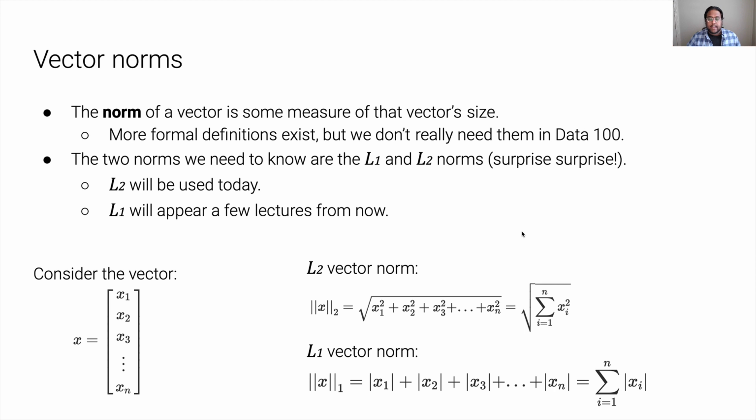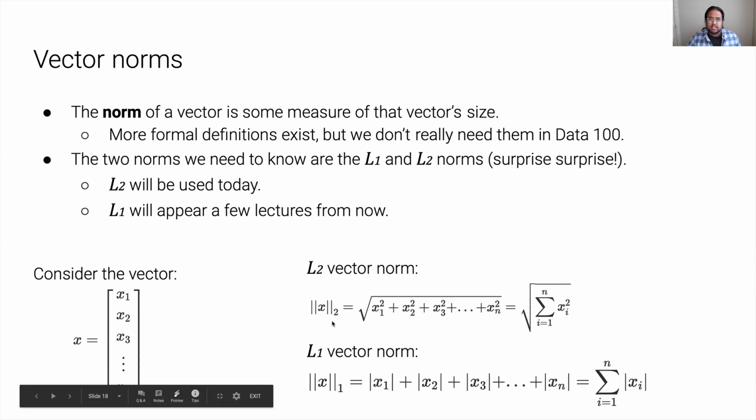The L1 vector norm is the sum of the absolute values of the elements in x. So the L1 vector norm, which we denote with this subscript 1, while the L2 norm has this subscript 2 here, we say is the absolute value of x1 plus the absolute value of x2, and so on through the absolute value of xn.